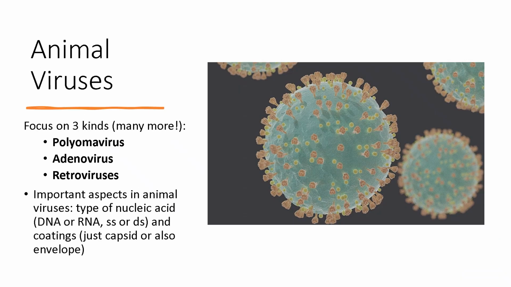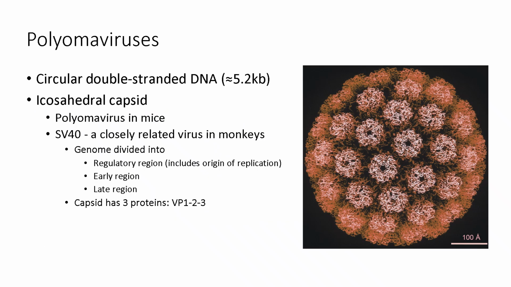Now we turn to animal viruses, focusing on 3 key types: polyomaviruses, adenoviruses, and retroviruses. Animal viruses vary by genome type, either DNA or RNA, single or double-stranded, and by whether they are enclosed solely by a protein capsid or an additional lipid envelope.